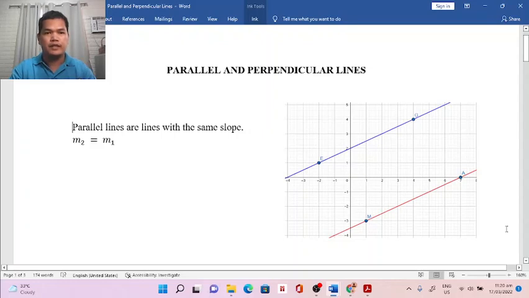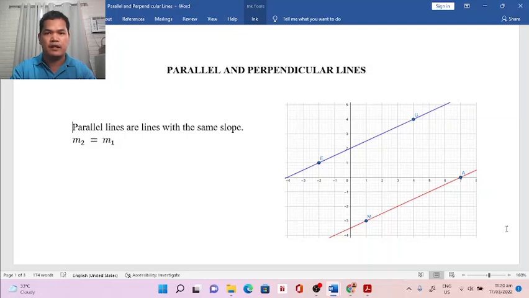Good day everyone. In this video, we are going to discuss parallel and perpendicular lines. Parallel lines are lines with the same slope. We could say that the slope of the first line is equal to the slope of the second line. We may have it as m sub 2 is equal to m sub 1.